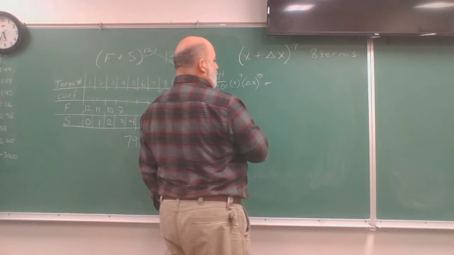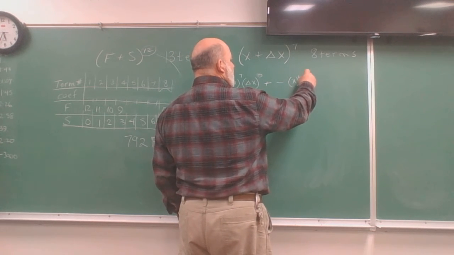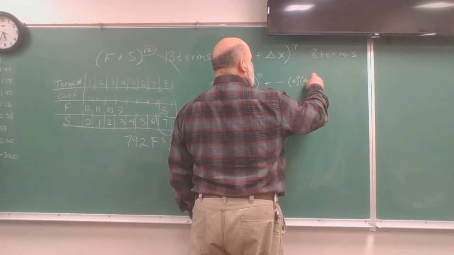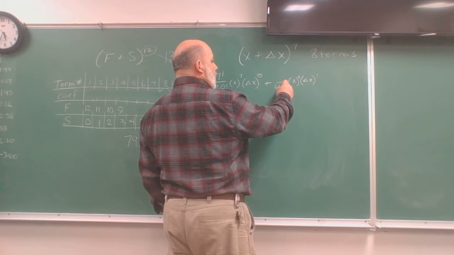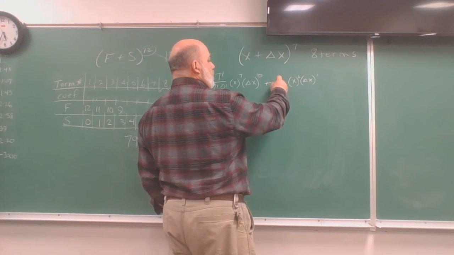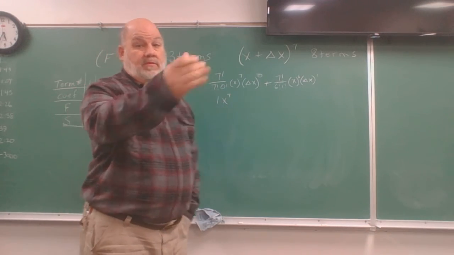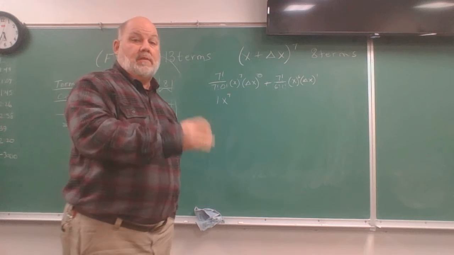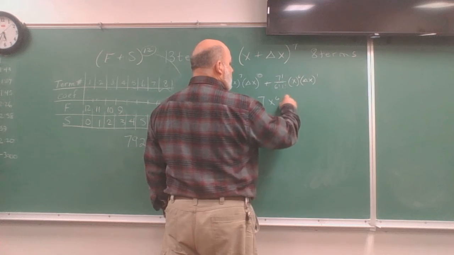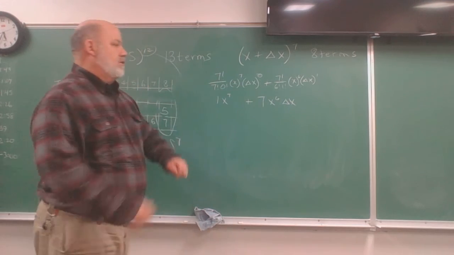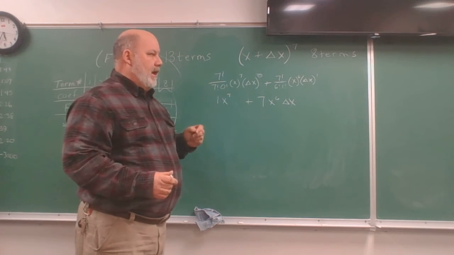Our second term will have a coefficient here. Will be x to the 6th power, Δx to the 1st power. Over here, 6 factorial over 1 and 1 factorial. On top, 7 factorial. Well, that's 7 times 6 times 5 times 4 times 3 times 2 times 1 divided by 6 times, it's just going to leave us with 7. And x to the 6th, Δx to the 1st power. There's our second term.